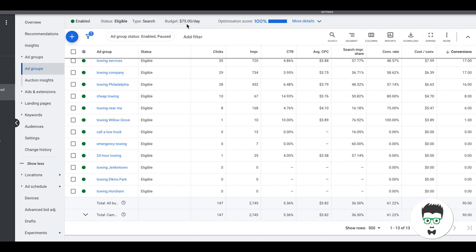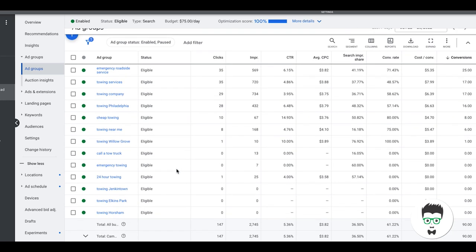And these guys are spending $75 a day Monday through Friday. You don't have to spend that much in towing. You can make towing work on $40 a day budget, $35 a day budget Monday through Friday. You're just not going to get volume like this, but you'll get half. You know, it's still a ton of leads. I'm sure 45 leads a week for your towing business would change a lot for you. But yes, so you don't need a huge budget.